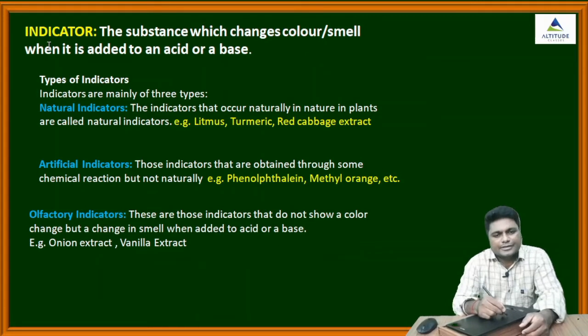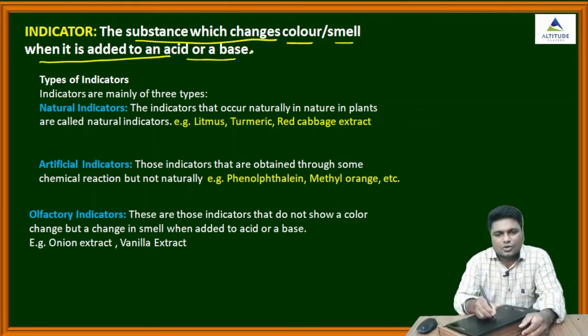What are indicators? The substances which change color or change smell in acidic medium and basic medium. Clear? The substance which changes color or smell when it is added to an acid or base is called an indicator. Normally there are three types of indicators here. The first is the natural indicator.